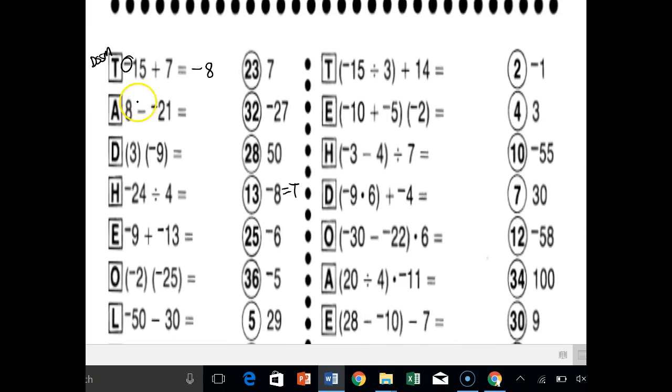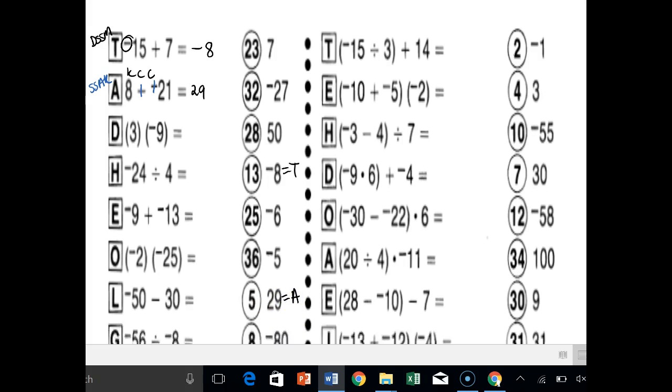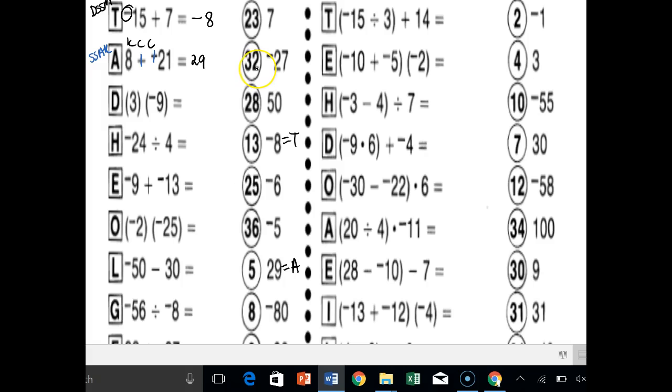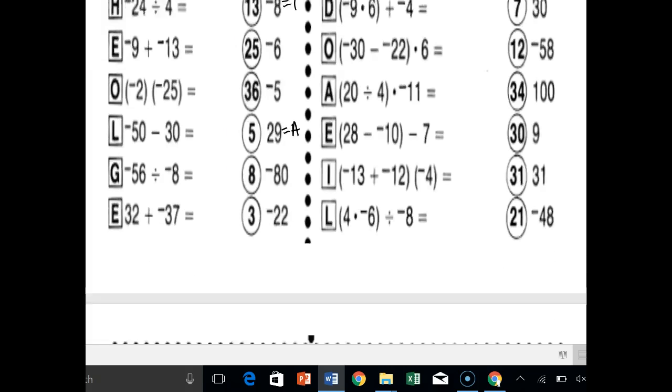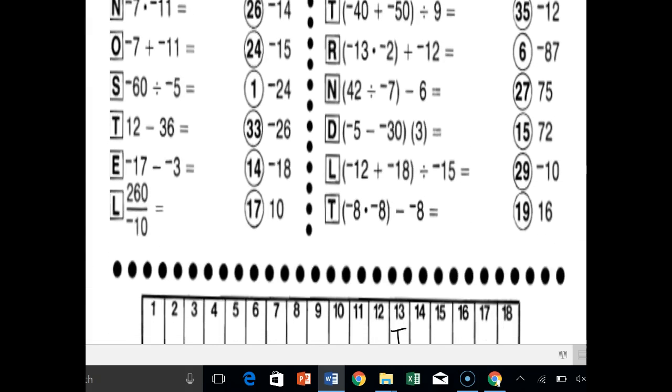So for A, first I have a subtraction problem, so I must do KCC first. That turns that into plus a positive, so now this is an easy SSAK, same signs, add and keep. So that's just 21 plus 8, which is 29. I'm looking for 29, it's 5. Your answer is A, right? So if for some reason you're doing these letters and you don't see the answer here, that means you've messed up. So on 5, I want to put A.